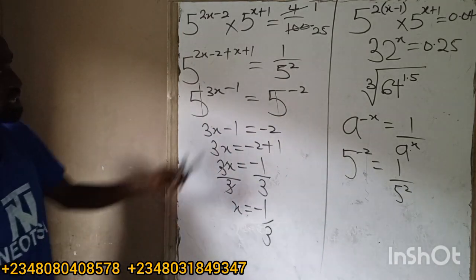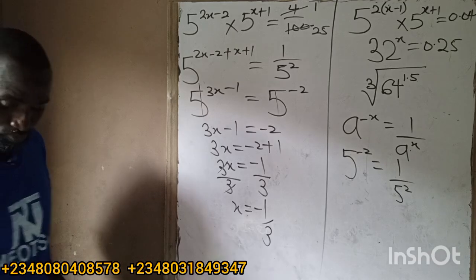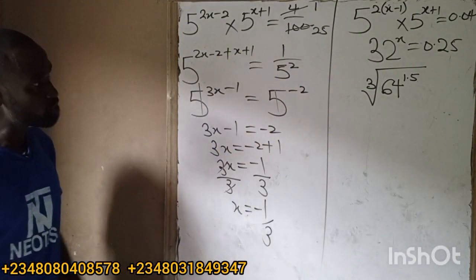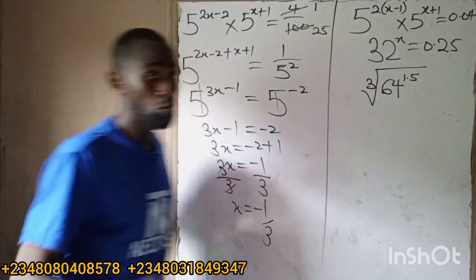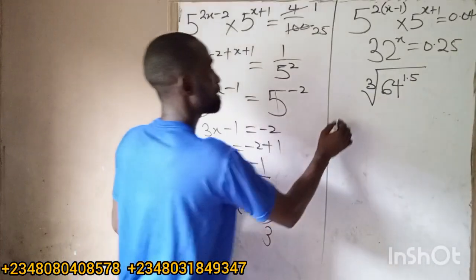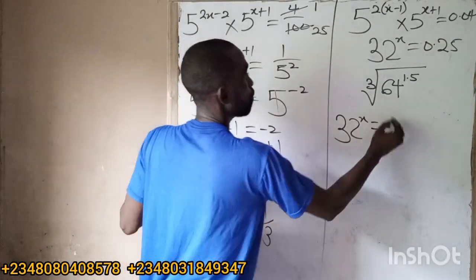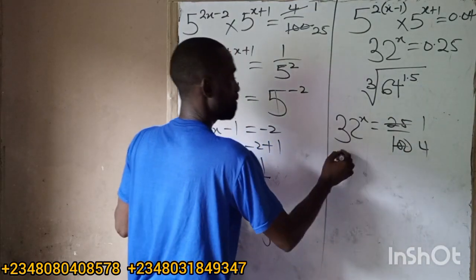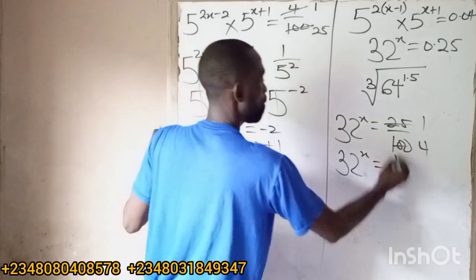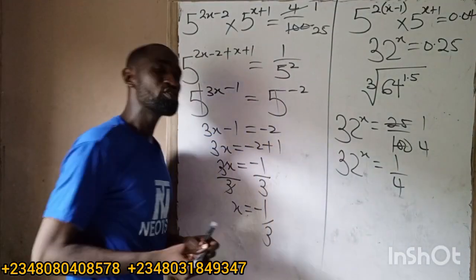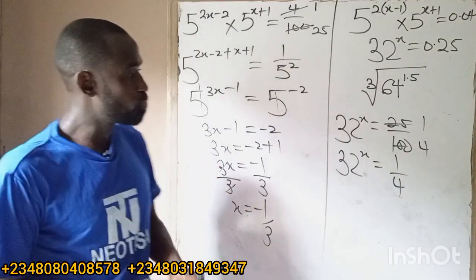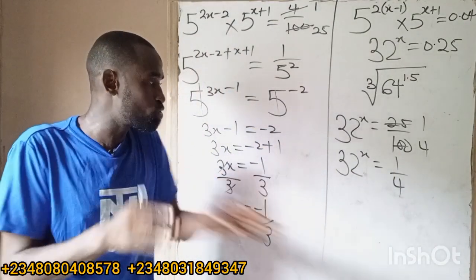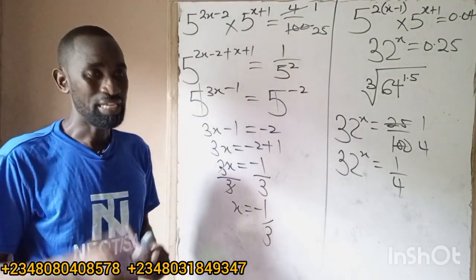So that is that. The second one, same concept. What do I have here? The second part, we have this one, convert to fraction. So we'll now be having 32 raised to power x is equal to 25 over 100. Here 1, here 4. So we have 32 raised to power x is equal to 1 over 4. I can convert 32 to base 4. The next thing to do will be to see if I can have a base that is common between 4 and 32. And that base is 2.